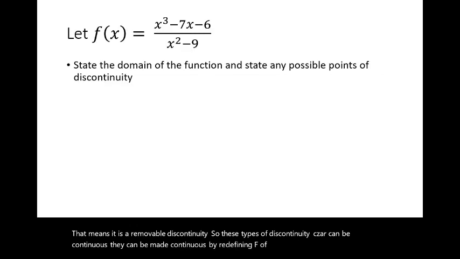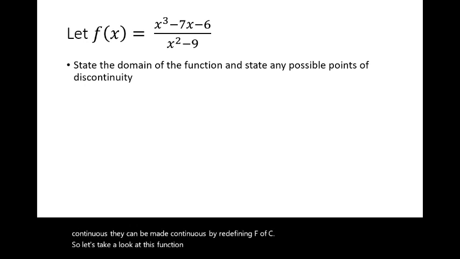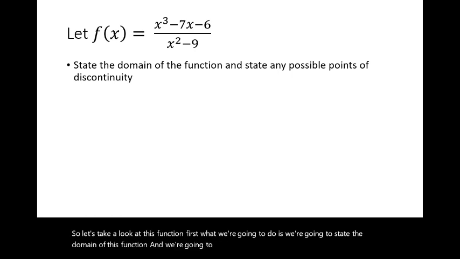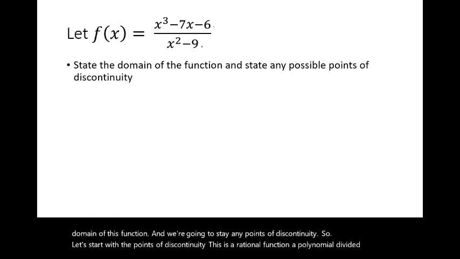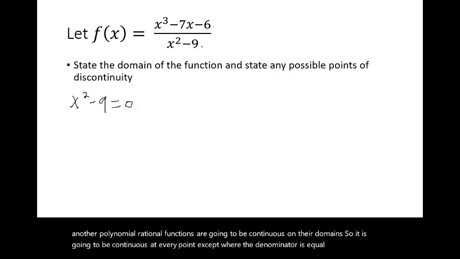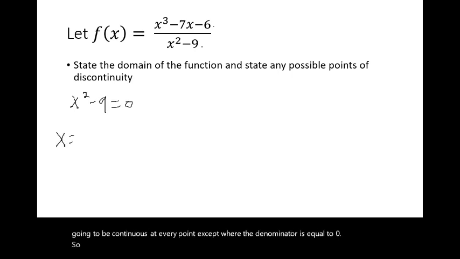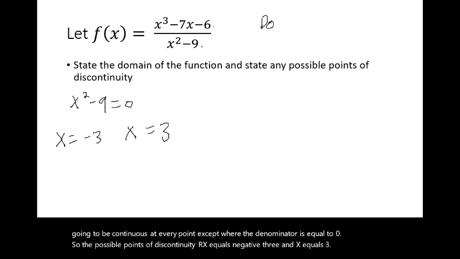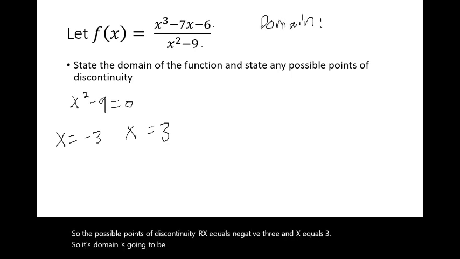So let's take a look at this function first. What we're going to do is state the domain of this function, and state any points of discontinuity. So let's start with the points of discontinuity. This is a rational function, a polynomial divided by another polynomial. Rational functions are going to be continuous on their domains, so it is going to be continuous at every point except where the denominator is equal to 0. So the possible points of discontinuity are x equals -3 and x equals 3. So its domain is going to be all real numbers except -3 and 3.